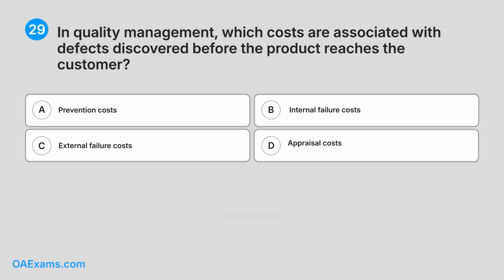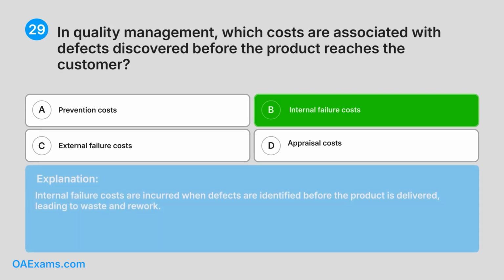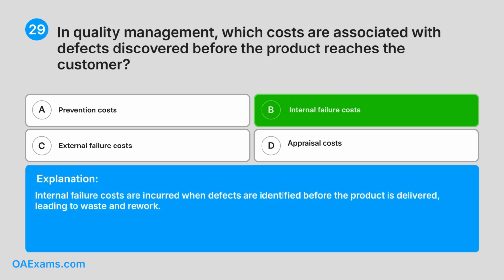Correct answer. B. Internal failure costs. Explanation. Internal failure costs are incurred when defects are identified before the product is delivered, leading to waste and rework.